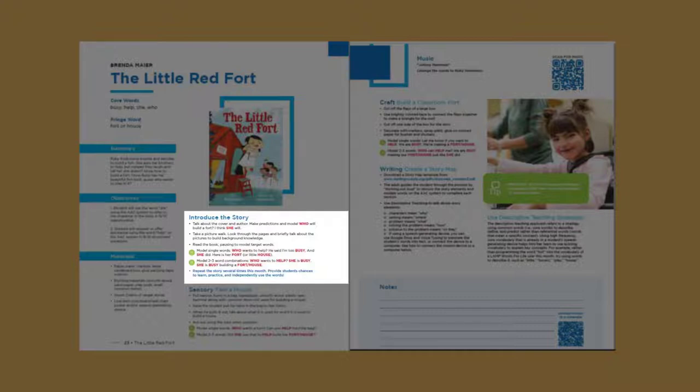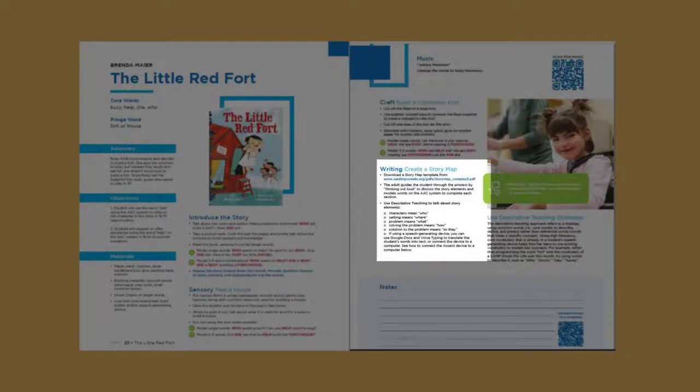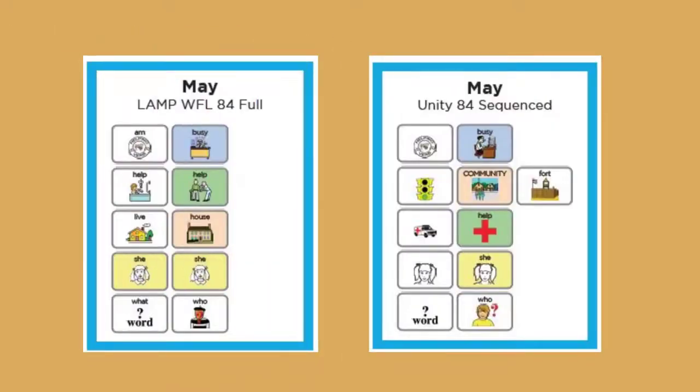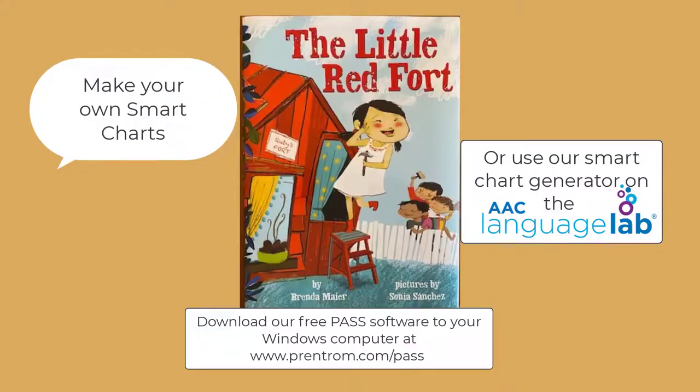You'll find additional activities for sensory, craft, motor, writing, and music. You'll also find smart charts for Lampwords for Life 84 Full and Unity 84 Sequenced. You can use these when you're reading the story. If you need a different language configuration, feel free to use our free PASS software to make your own smart charts, or use our new Smart Chart Generator on the AAC Language Lab.